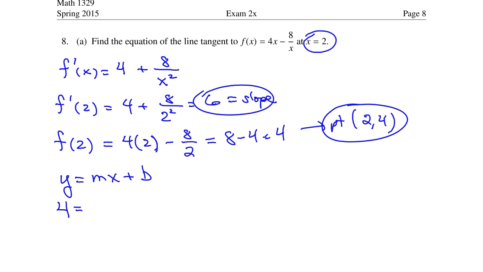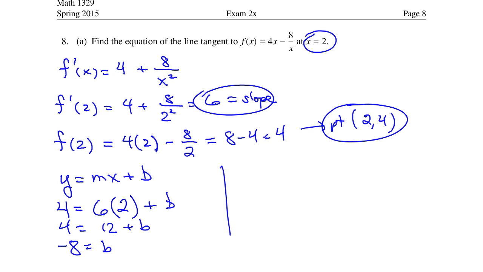So we get 4 is equal to the slope 6 times 2 plus b. So that's 4 equals 12 plus b. So b is equal to negative 8. So the equation is y = 6x - 8.